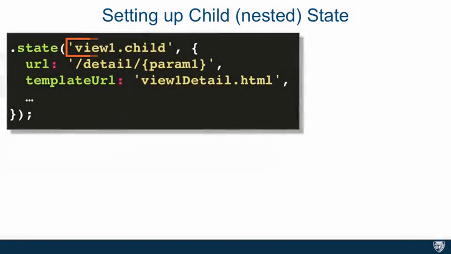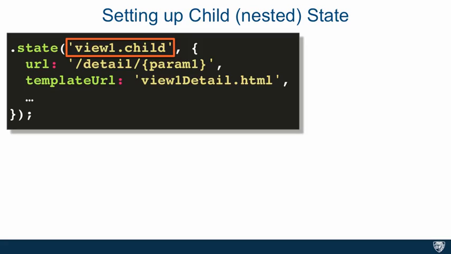Let's take a look at the syntax of declaring a child state. The child state is usually declared with a dot notation specifying the parent state name dot child state name. When set up this way and the child has its own URL assigned, its URL is concatenated to the URL declared for the parent. So for example, if the parent's URL was /view1, this child's URL would be /view1/detail/some value for param1 parameter.